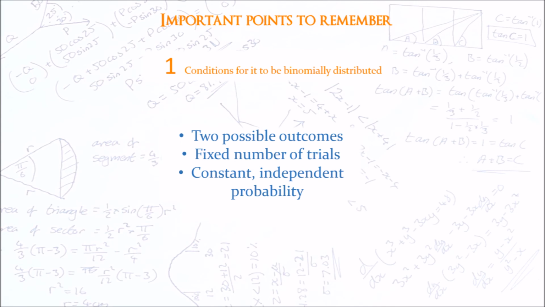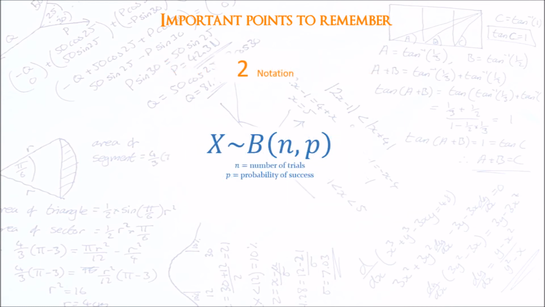Okay, the first thing you want to remember is the conditions for it to be binomially distributed. That's 2 possible outcomes, a fixed number of trials, and a constant independent probability. The second is your notation. You'll need to write this down in a lot of examinations, so don't forget it. X is distributed binomially, n, p: number of trials, probability of success.